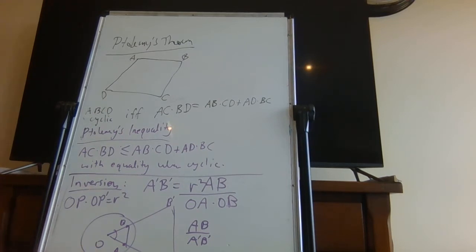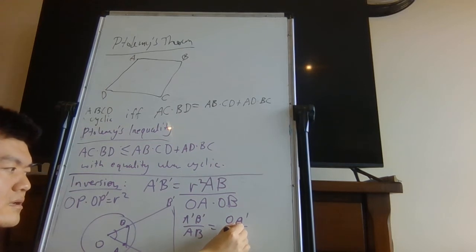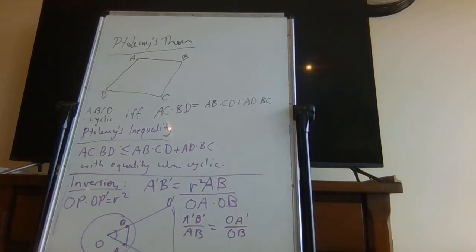Let me write it the other way so I can get the answer quicker. Let me write it upside down: A prime B prime on AB, the bigger one on the smaller one. So then it's OA prime on OB. It's reversed: this big side goes to that small side. And then OA prime equals R squared on OA. And you stop.